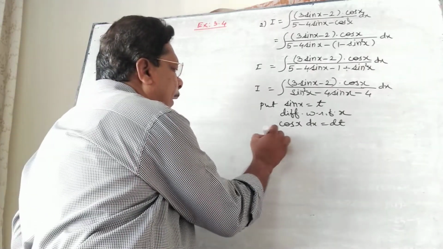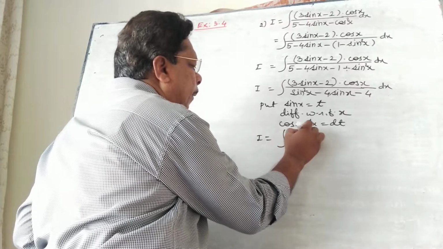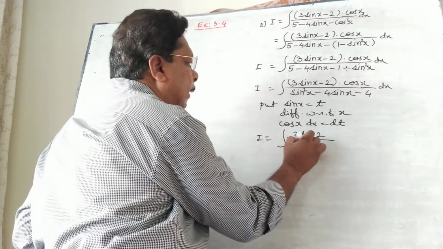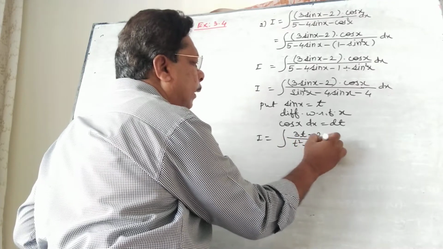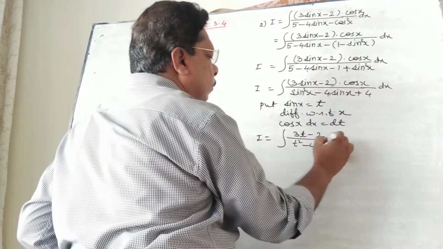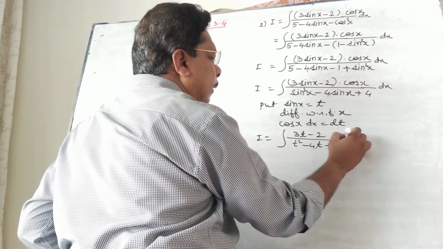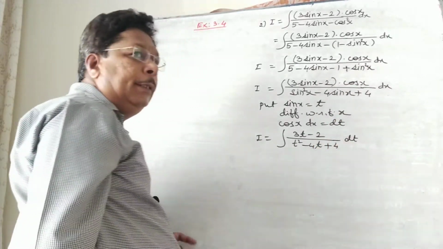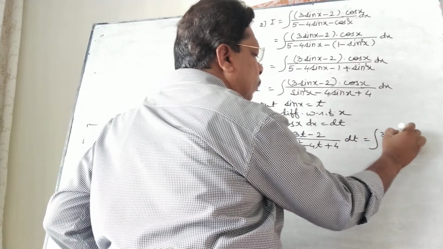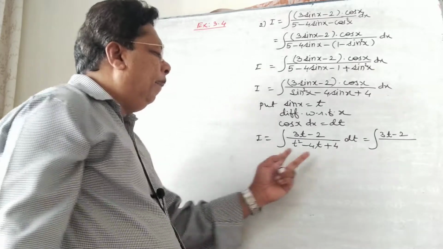So what is I? Integration of (3t minus 2) upon t square minus 4t plus 4 dt. So this becomes integration of 3t minus 2 upon, and this is the complete square.